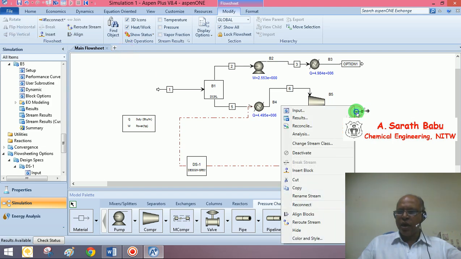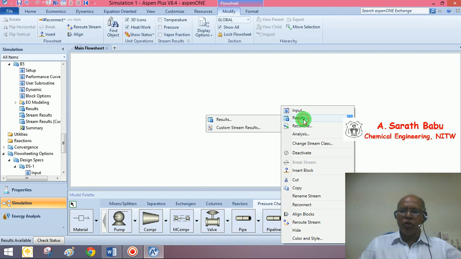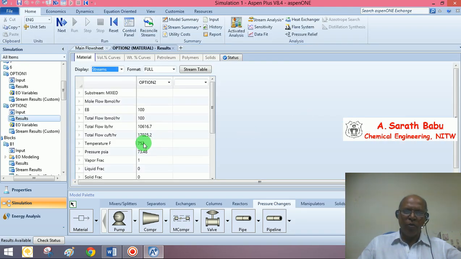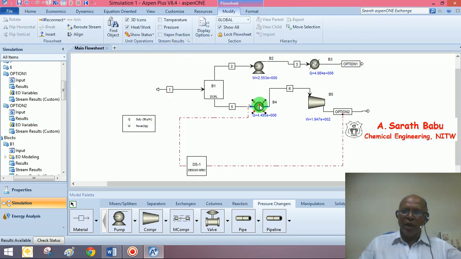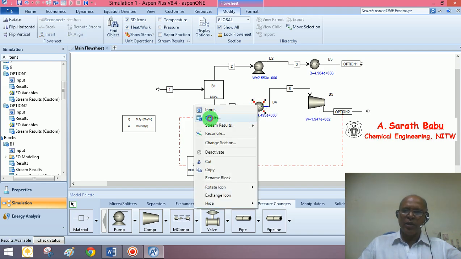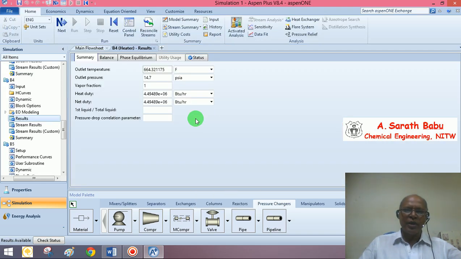Now I am interested in obtaining 752 degrees Fahrenheit here. So we were able to get that required temperature, same as the pressure. And what value of the temperature gave me this result? What is the intermediate temperature? So you can see about 664.32 degrees Fahrenheit.